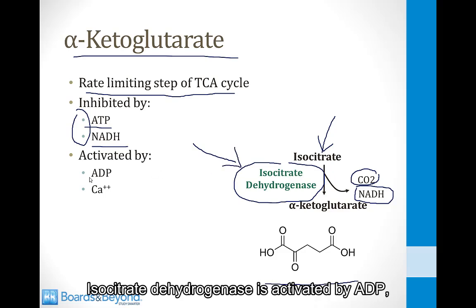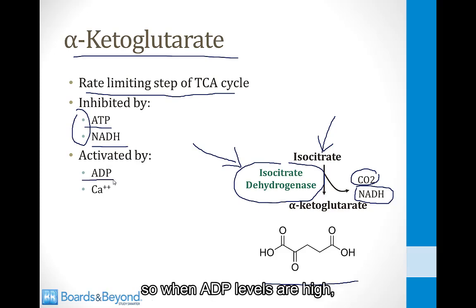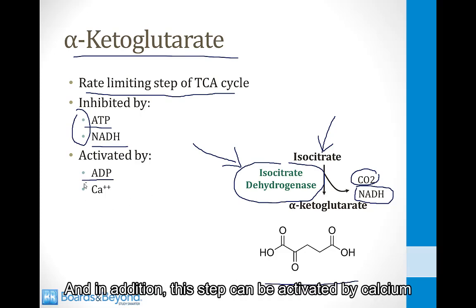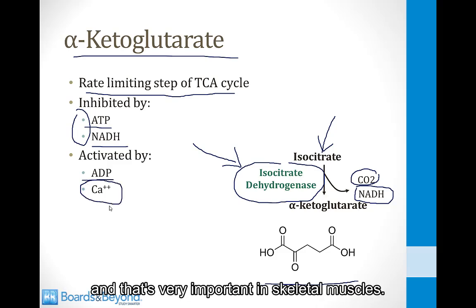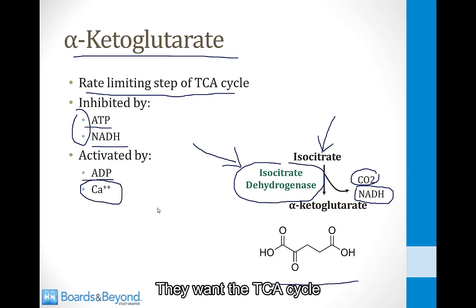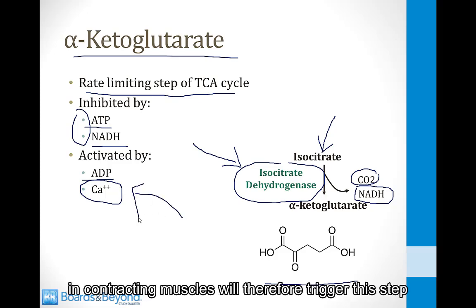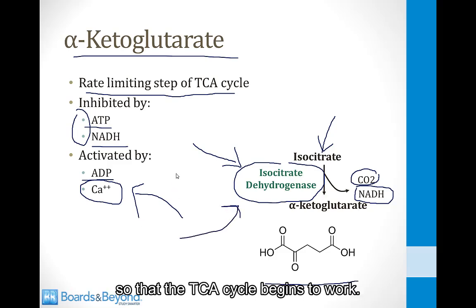Isocitrate dehydrogenase is activated by ADP, so when ADP levels are high, that means lots of ATP has been used, and the cell needs more energy, so therefore it activates this step of the TCA cycle. And in addition, this step can be activated by calcium, and that's very important. In skeletal muscles, they want the TCA cycle to start going as soon as they are contracting, and the calcium that gets released in contracting muscles will therefore trigger this step so that the TCA cycle begins to work.